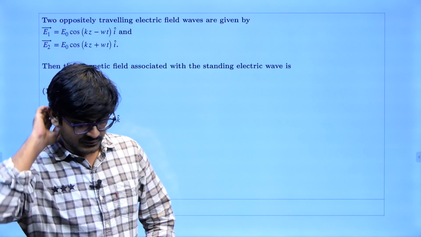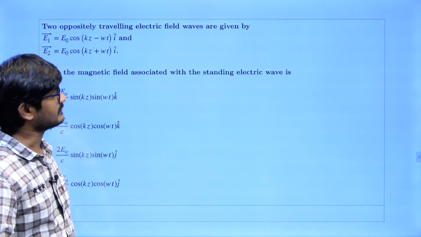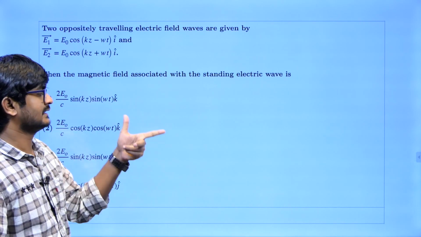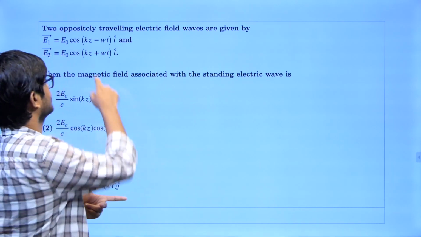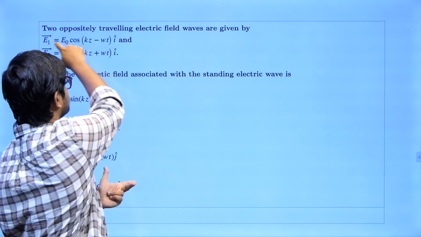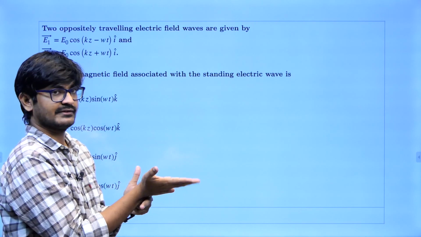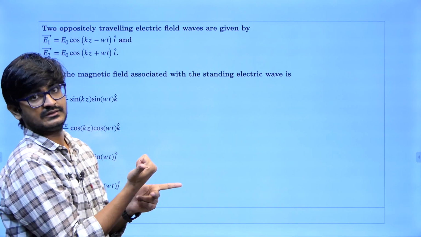Going to the next question. Two oppositely traveling electric field waves are given by these two. Now you can see this wave represents it is traveling along positive z direction. Now x axis, y axis, z axis, i cross j is k. Now this wave is traveling along positive z and electric field is along i cap. So magnetic field will be along j cap. E bar cross B bar direction must give me velocity direction.